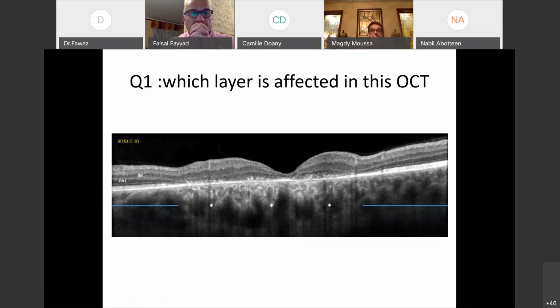Now we'll come to the first question. This is just a simple question. If you pay attention to this OCT slide, which layer in this OCT is affected? We will open the poll for voting. So please vote.